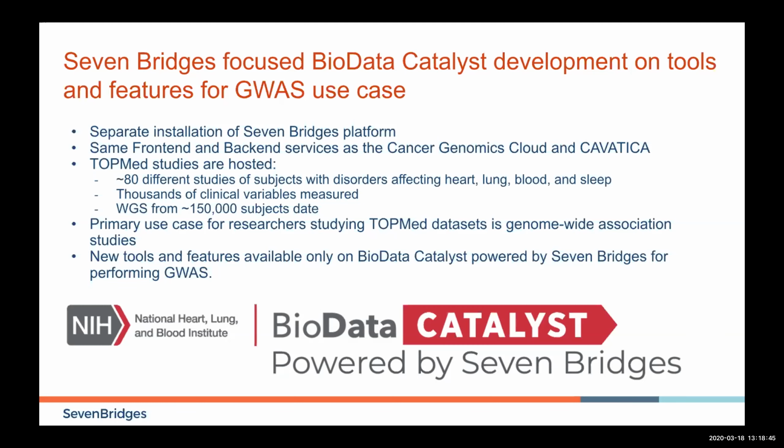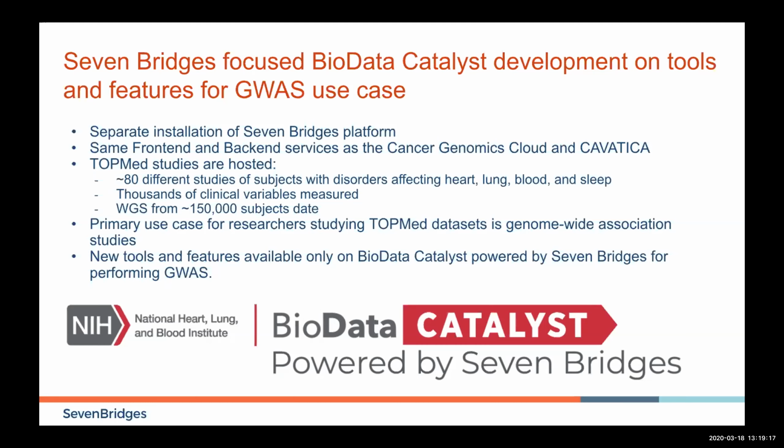The main differences really lie in the hosted data sets and the tools and features for analyzing those hosted data sets. BioData Catalyst currently hosts about 40 studies from the TOPMed initiative, but TOPMed actually has 80 different studies in total with subjects who have disorders of the heart, lung, blood, or sleep. And many of these studies have thousands of clinical variables that were measured, and there's whole genome sequencing data from about 150,000 subjects to date. Therefore, a primary use case for researchers studying these data sets is genome-wide association studies.